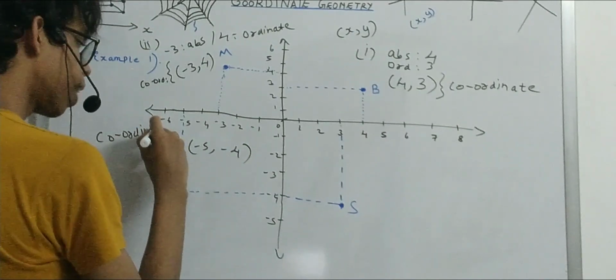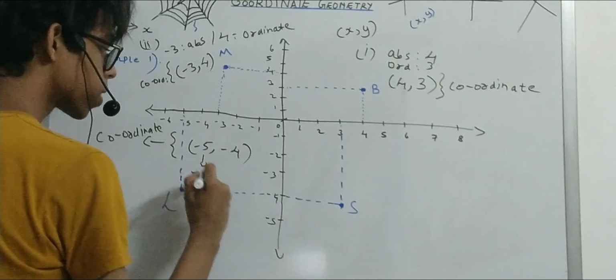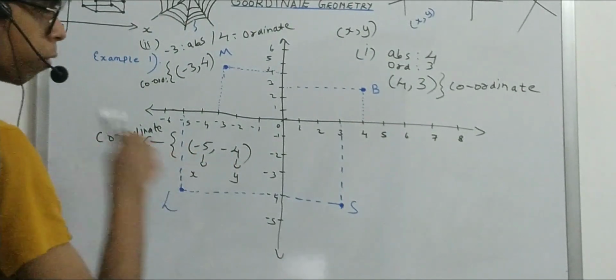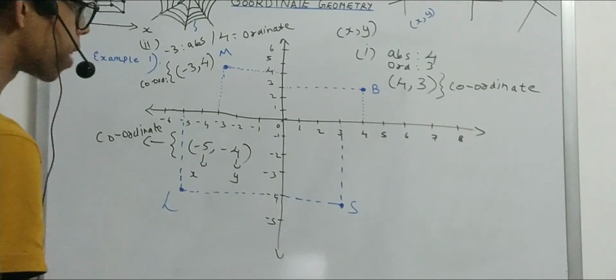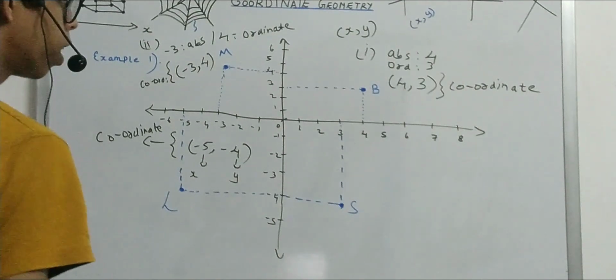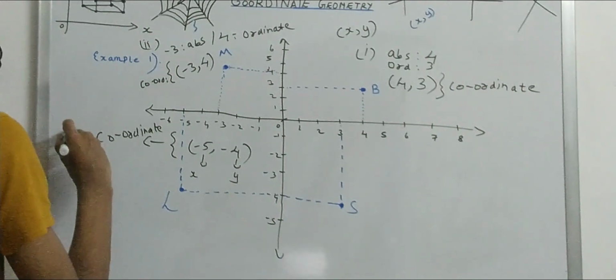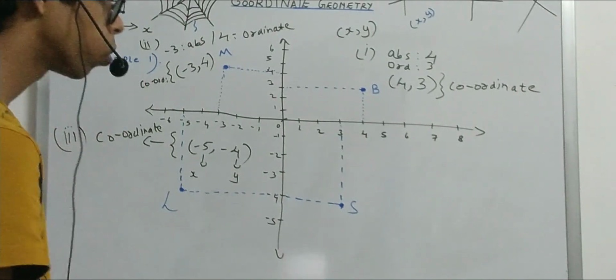coordinate. Okay, and whatever you are writing first, this is your x coordinate and this will be your y coordinate. Another name for x coordinate is abscissa. Whatever you write first in the ordered pair is called abscissa, and the second thing will be your ordinate. Okay, I hope it is clear. So this was your third question. Now let us see our fourth one.